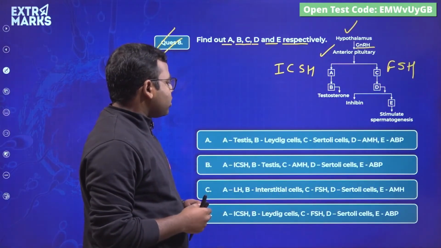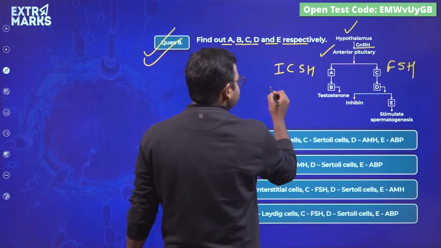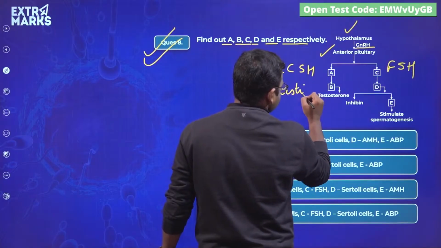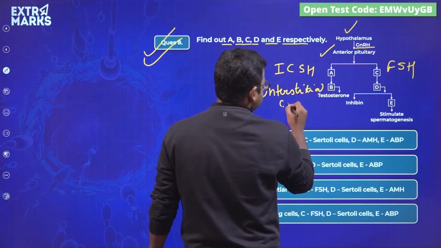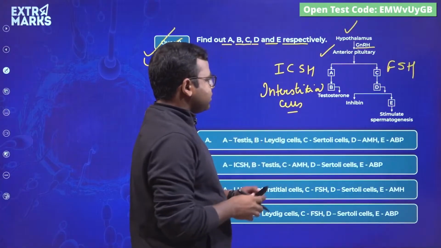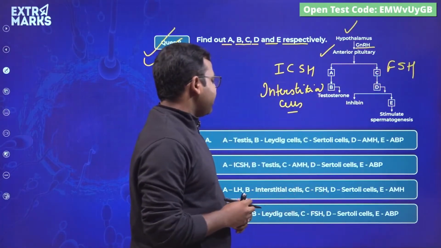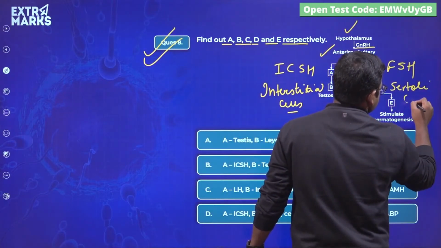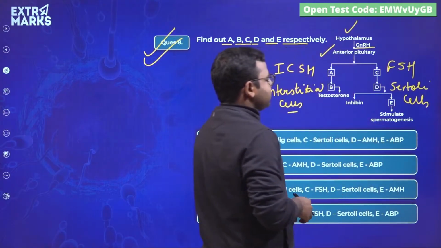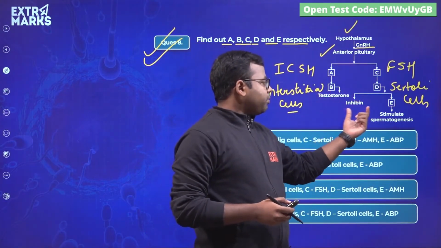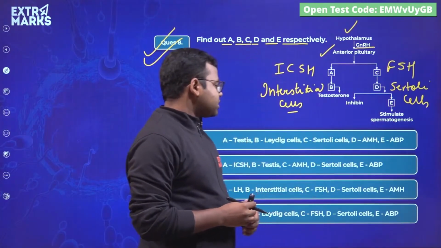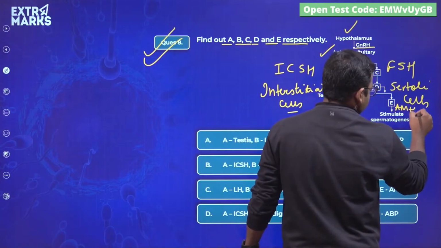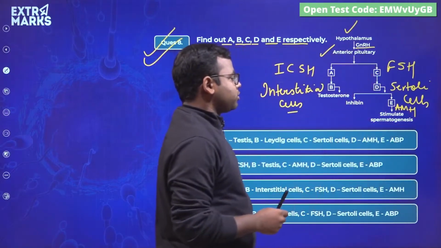Then it is going to act on whom? A is going to act on interstitial cells, right? Or Leydig cells you can say. And then this FSH is always going to act on Sertoli cells, right? Then again, thereafter inhibin and another hormone is being released. What is that? AMH. And that is going to stimulate the spermatogenesis.